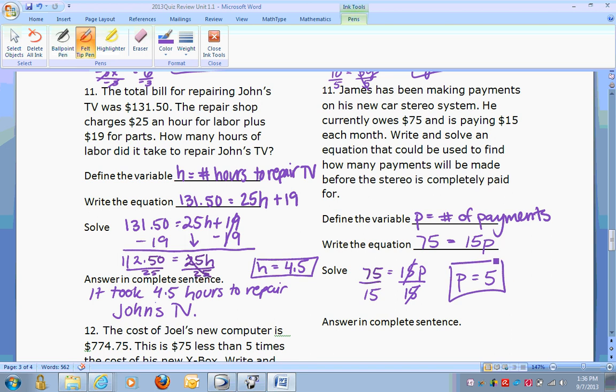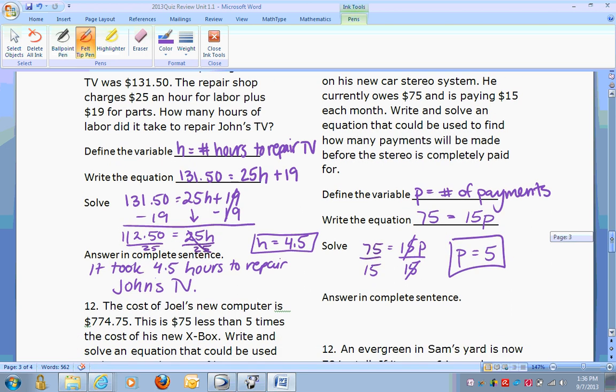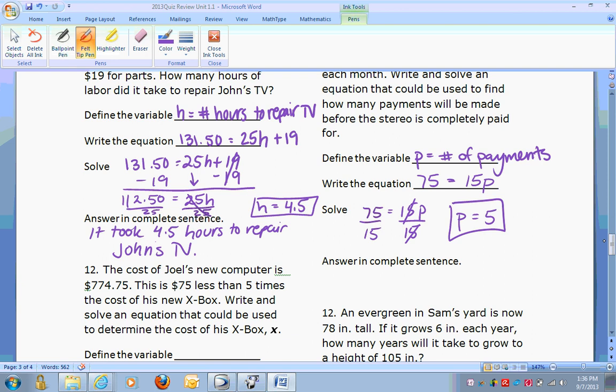So P equals 5. So this tells me James will pay off his stereo in 5 monthly payments.